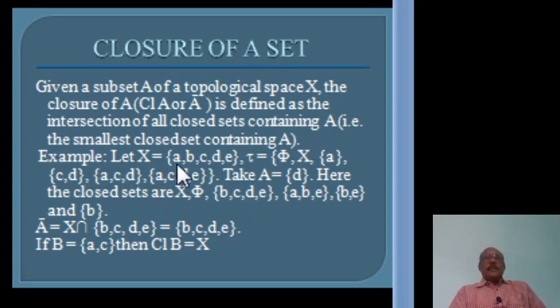For example, consider X equal to {A, B, C, D, E}, and this tau is a topology on X. Take A equal to {D}.